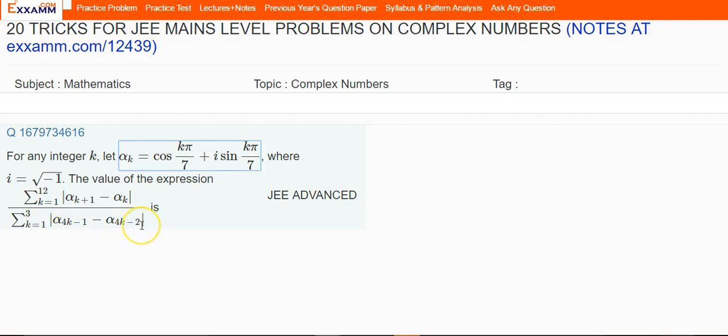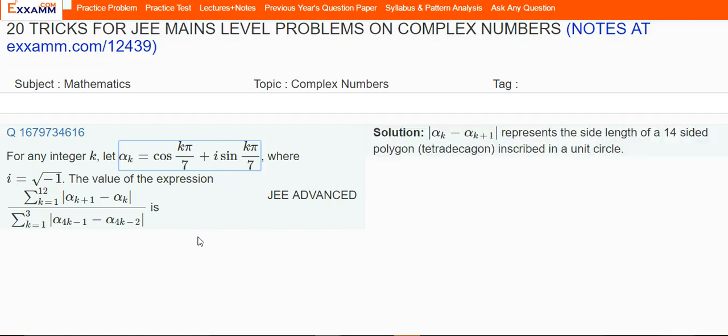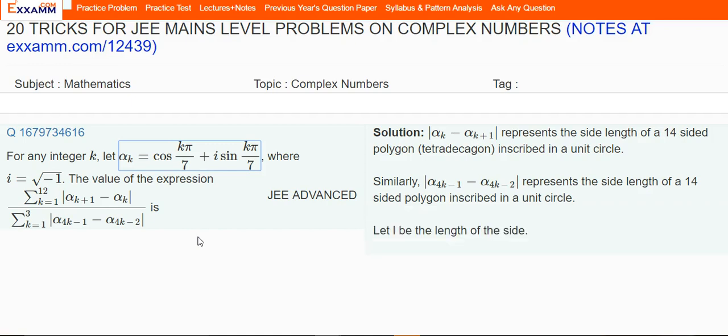So the difference between these two would be, if we put k is equal to 1, what do we get? 4 minus 1, 3, and 4 minus 2, 2. So alpha 3 minus alpha 2 and so on. So each of them would also be equal to L. So it is 12L divided by 3L. So the answer is equal to 4. So without touching the pen, just by concept and understanding of the roots of unity, we have solved a JEE Advanced problem, and in the process we have cleared our concept also very easily. So we get the correct answer as 4.